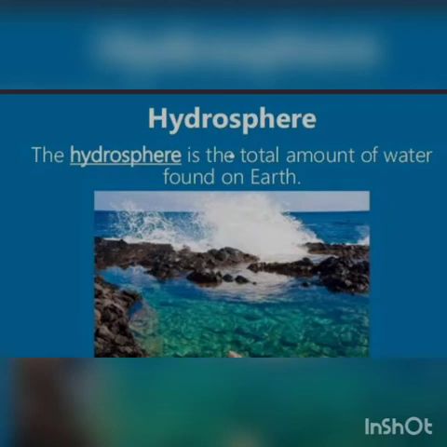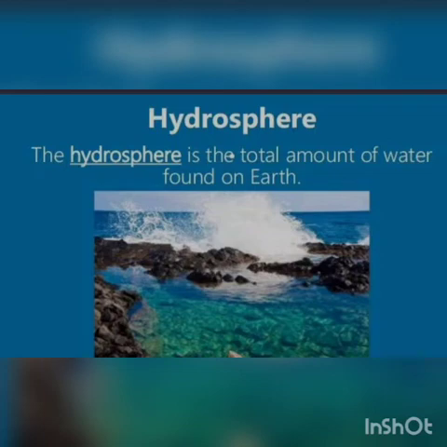Then let us see about hydrosphere, children. Hydrosphere is the part of the earth's surface which is covered by water. The hydrosphere is the total amount of water found on the earth. We can find water from where? From oceans, seas, lakes, rivers, glaciers, groundwater, isn't it? Our mother earth covers 71 percent of water. The remaining part we know, those are lands, isn't it?